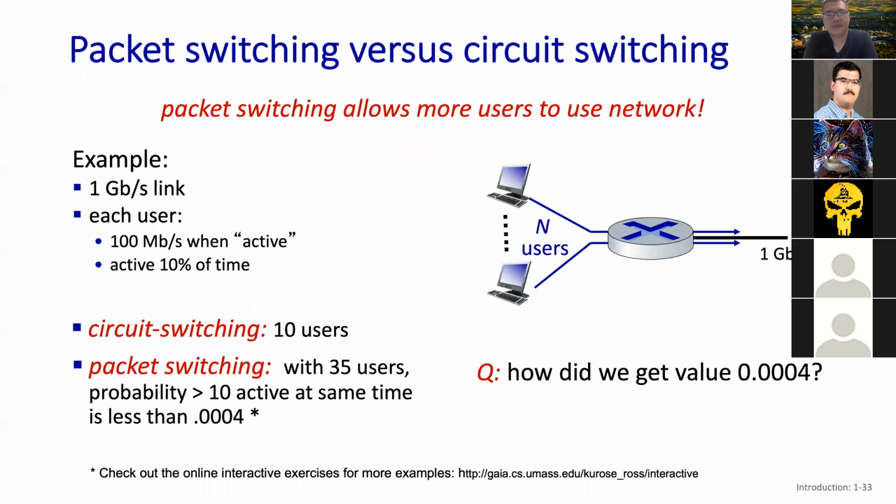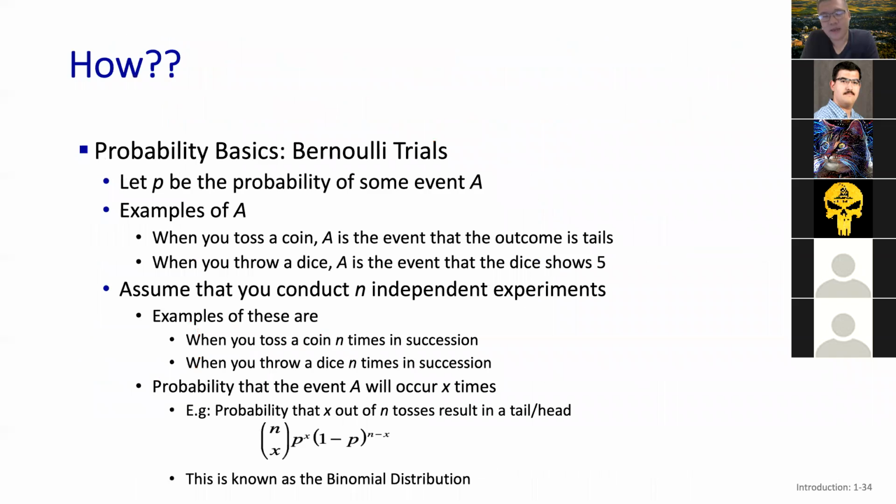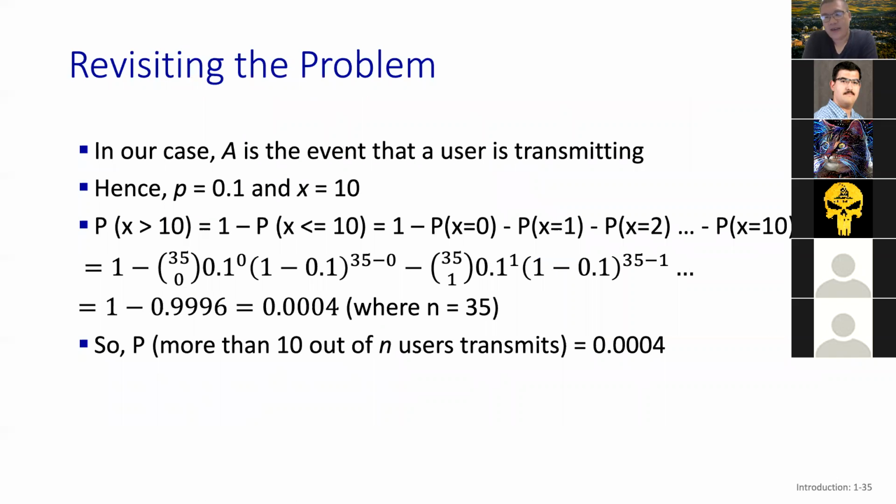Because users are active 10% of the time. Okay, yes, correct. Because users are using it only 10% of the time. So the probability of the event A is only 0.1, right? 10%. And X is equal to 10. So we want the event to happen, right, at least 10 times.